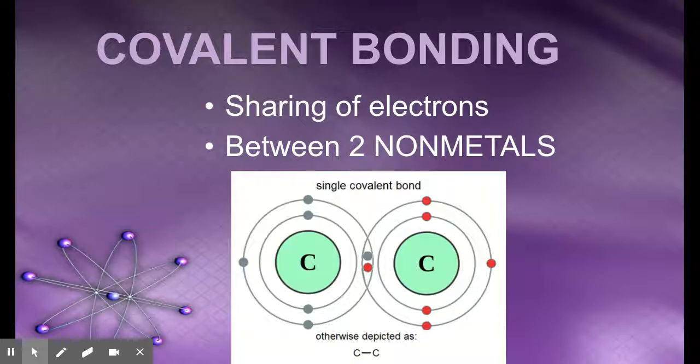So here's an example of that. So you have 2 carbons. If you look at these, the valence shell electrons only have 4 electrons on them. They're going to be sharing this pair in the center. So that's going to satisfy their octet rule.